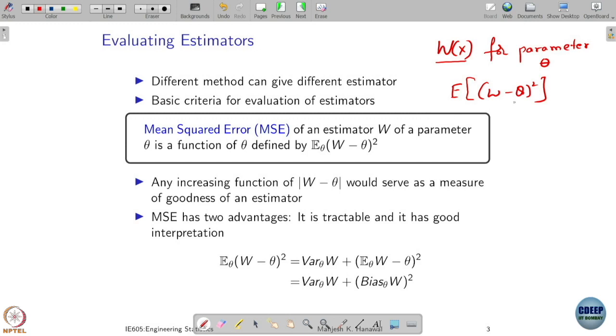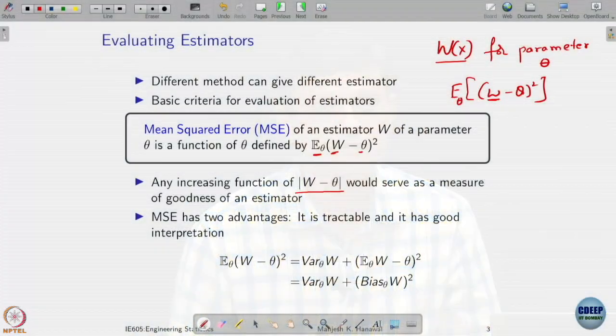So theta is a constant, W is a random variable here. It depends on your data, right? So you are trying to find the expected value of this squared difference, and we are denoting it with theta here. That is just to denote that these are all with respect to the parameter theta. So I am interested in knowing how well this W captures my theta. W is a point estimator here. I am looking into the difference between these two points, and since W is a random quantity, I am going to look at the expected value of this squared difference.